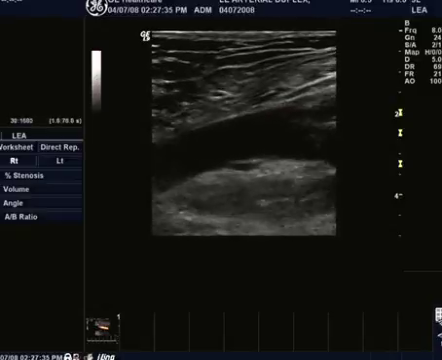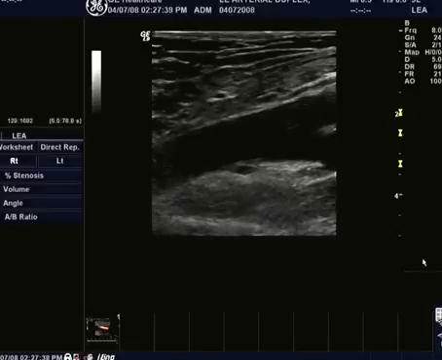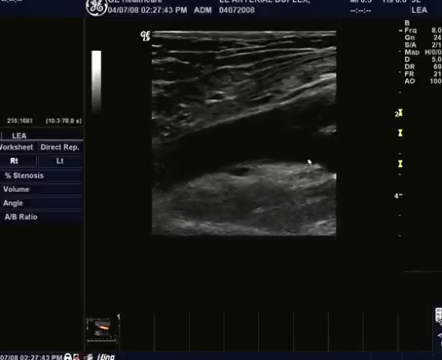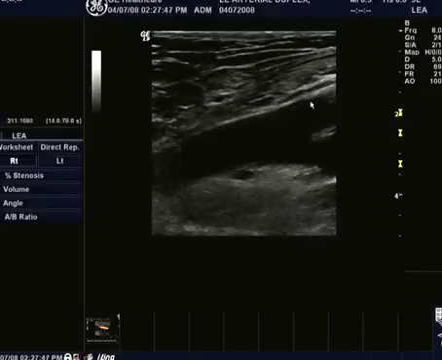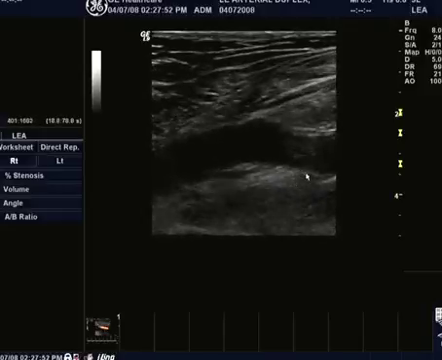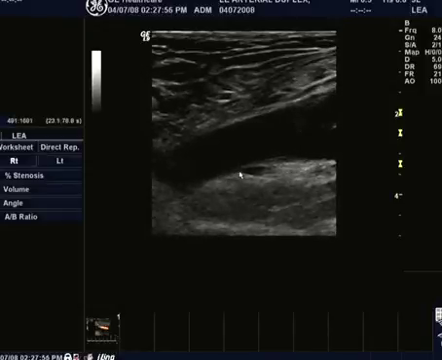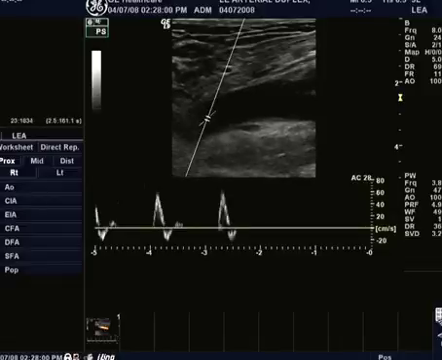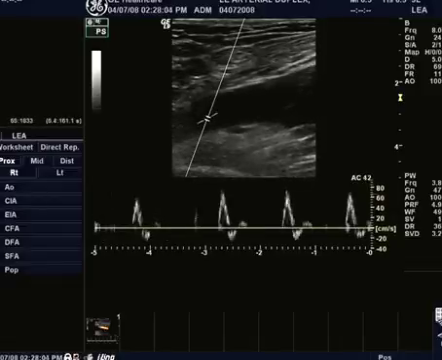take a look at the common fem, and we'd want to save this picture and store this because this is telling our interpreting physicians there's no plaque here, there's nothing at the bifurcation, there's normal vessel diameter, there's nothing along the origin of the SFA, and there's nothing along the origin of the profunda. So we have nice, healthy, normal vessels. We can even see a small branch vessel right here. If we put in our pulse Doppler, we're going to align that in.